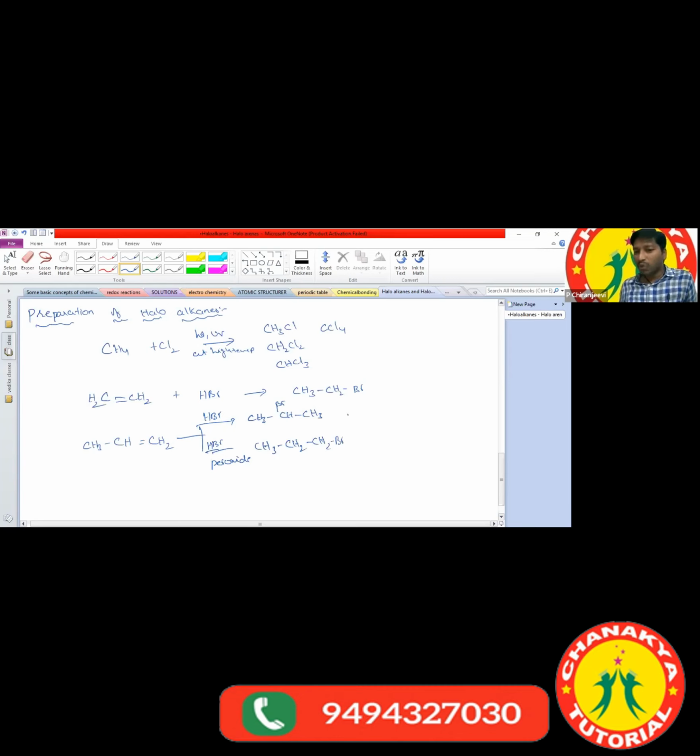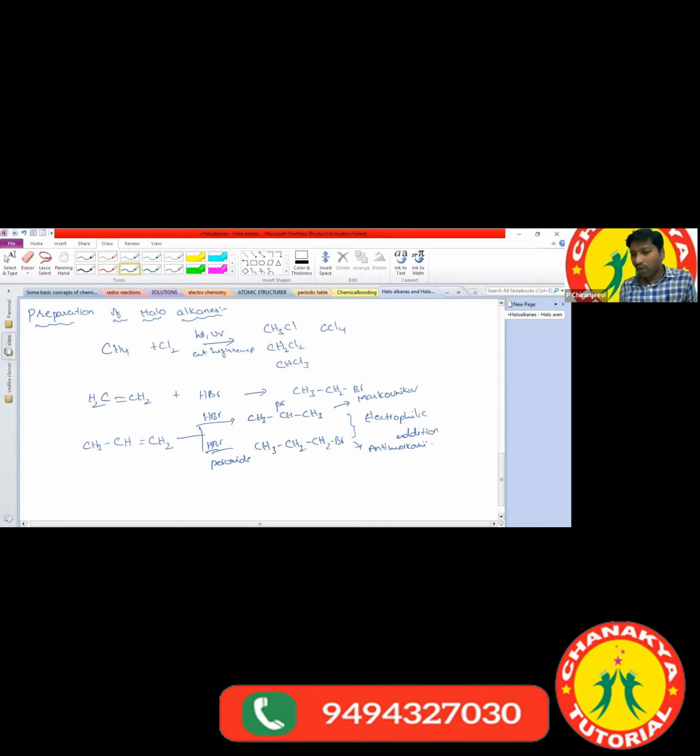Sir, actually these two are examples of electrophilic addition reactions. But in this one, the first one follows the Markovnikov rule. The second one follows the anti-Markovnikov rule.